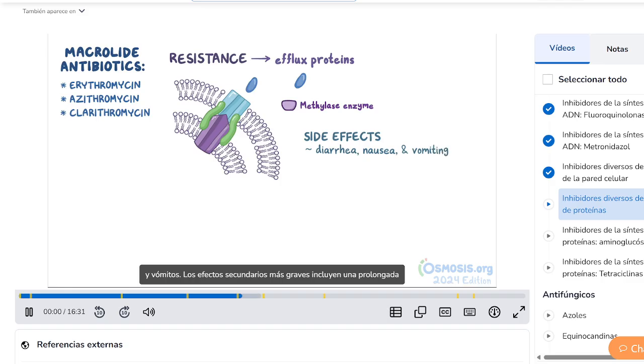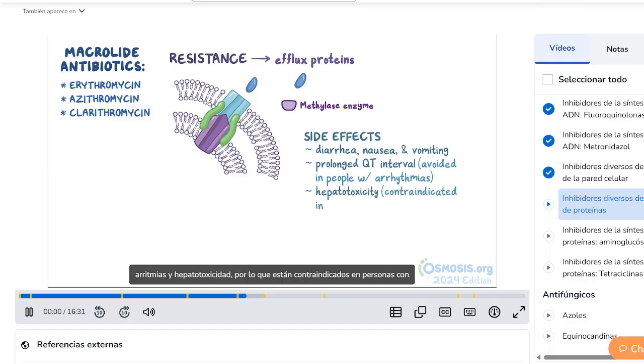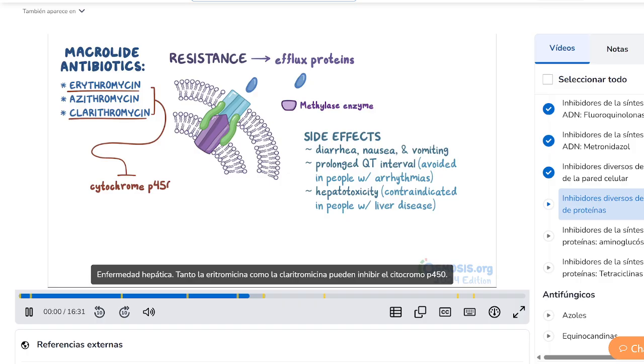The more serious side effects include a prolonged QT interval, so they should be avoided in people with arrhythmias, and hepatotoxicity, so they're contraindicated in people with liver disease. Both erythromycin and clarithromycin can inhibit cytochrome P450.